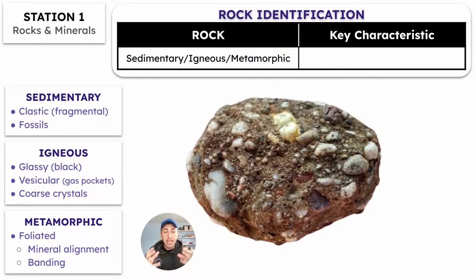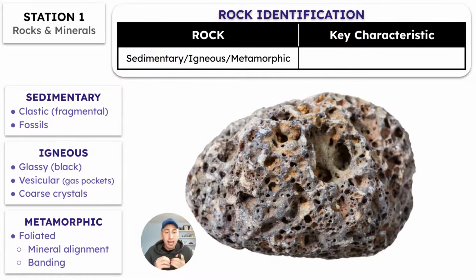This rock here, you have the sediments glued together, so that is called sedimentary rock. And again, you can write that its key characteristic is that it's clastic, fragmental. You can write it has pieces all glued together, sediments all glued together. Those would be correct key characteristics to that answer.